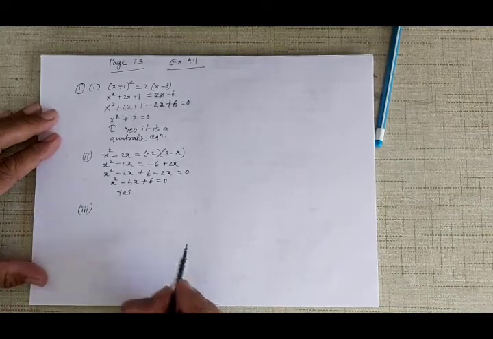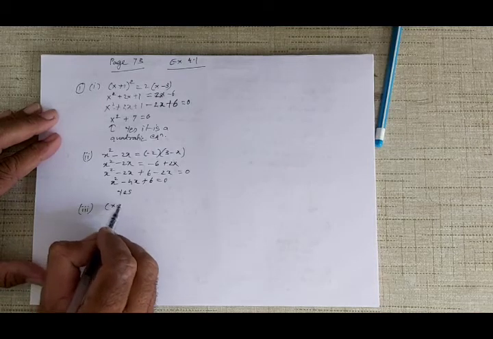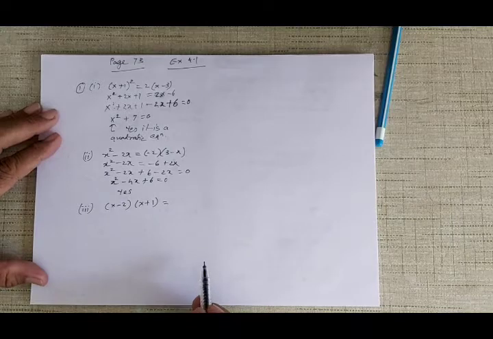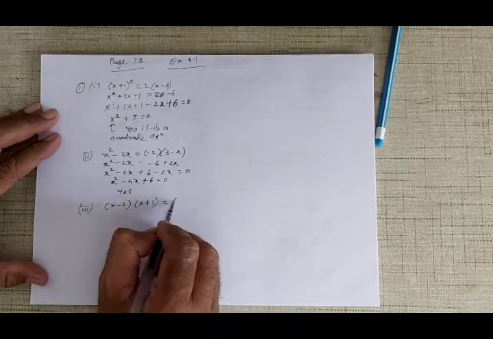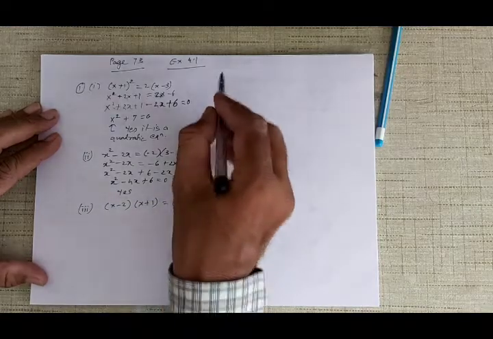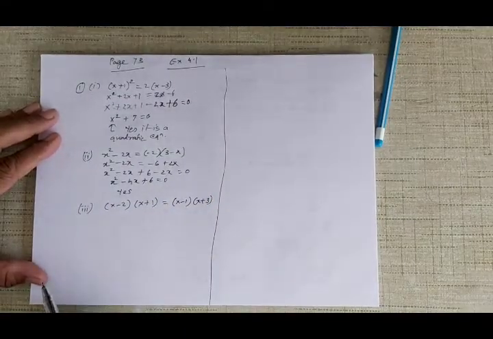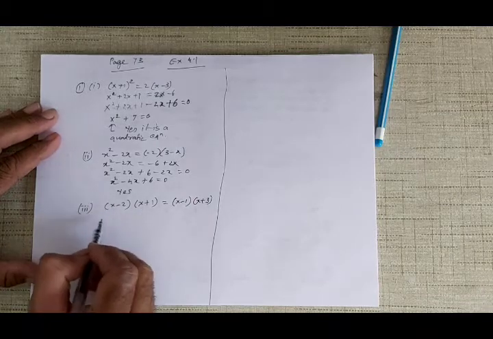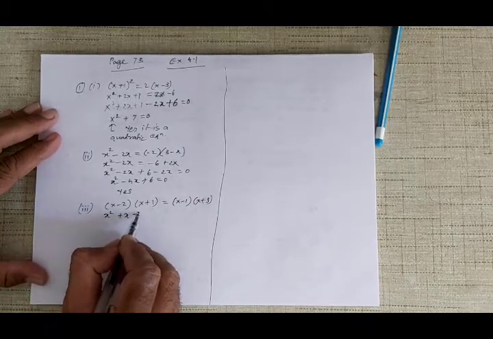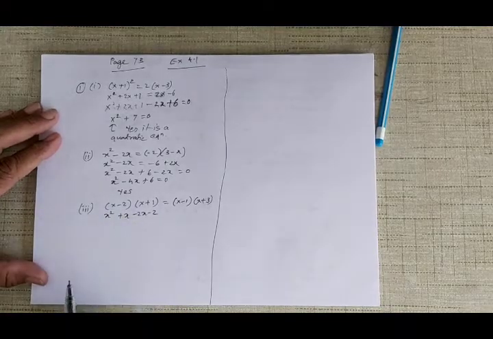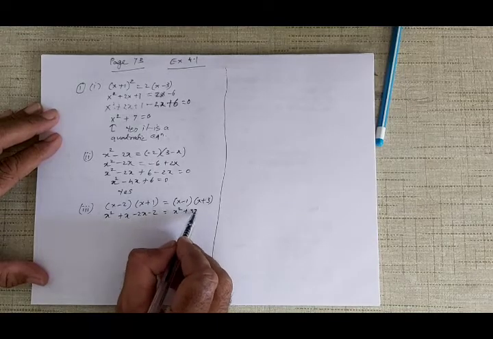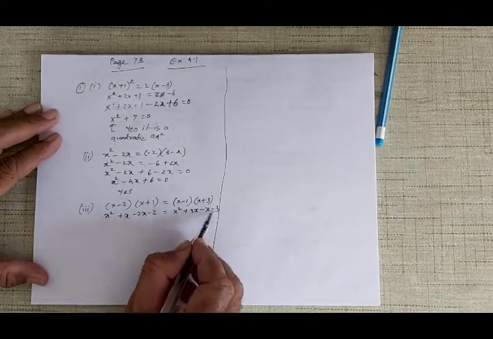Third one says x minus 2 times x plus 1 is equal to x minus 1 times x plus 3. Alright, now again let us find out whether it's a quadratic. Simplify both the sides. X into x, x square. X into 1, x, minus 2x, minus 2. I have simplified by opening the bracket. Same thing here: x square plus 3x minus x minus 3.